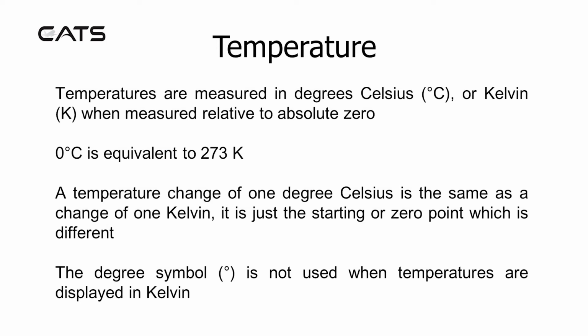Temperature. Temperatures are measured in degrees Celsius or Kelvin when measured relative to absolute zero. 0 degrees Celsius is equivalent to 273 Kelvin. A temperature change of 1 degree Celsius is the same as a change of 1 Kelvin. It is just the starting or 0 point which is different. The degree symbol is not used when temperatures are displayed in Kelvin.